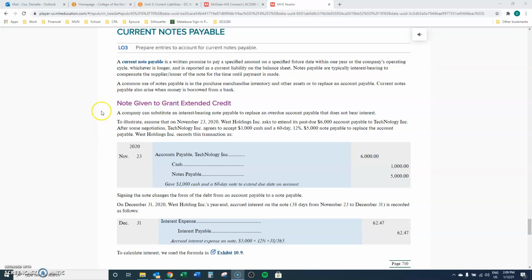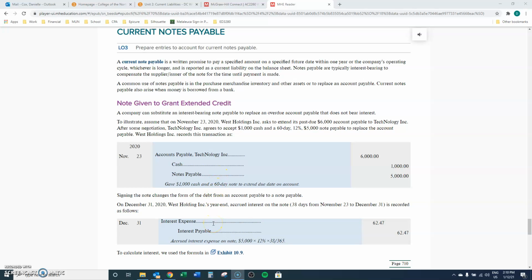Okay, so they go through an example. Note given to grant extended credit. So here, someone had an outstanding accounts payable that wasn't paid, so they paid a portion of it, and the rest was turned over into a note. So there was an original $6,000 accounts payable. That would have been a credit. So now they're getting rid of the accounts payable, so they debit the accounts payable. They paid $1,000 of that amount in cash. The remaining $5,000, they're creating a note payable for $5,000.